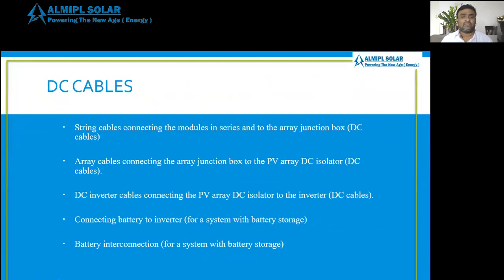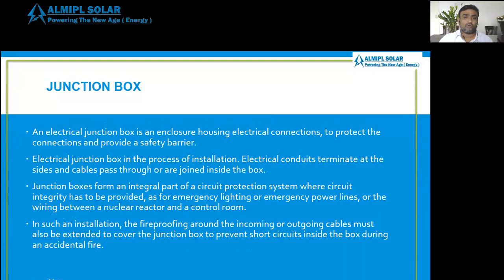DC string cable connects the modules in series and to the array junction box. DC array cable connects the array junction box to the PV array DC isolator. DC inverter cable connects the PV array DC isolator to the inverter. Battery cable connects the batteries to the inverter for a system with battery storage. Battery interconnection for a system with battery storage.